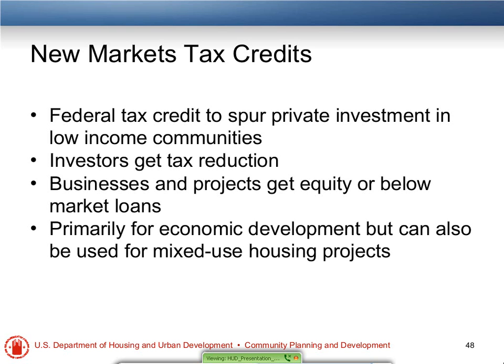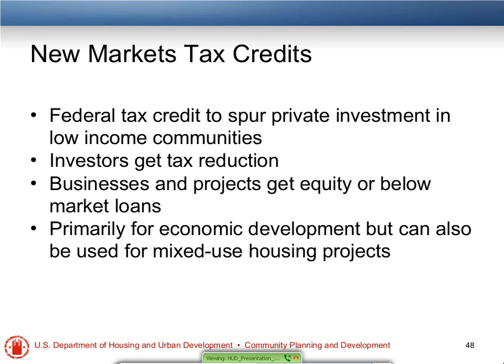Because it is primarily an economic development credit, it can't be used for a project that is 100% housing, but it can be used for a project that is mixed use, or in which, again, there is a large commercial component and more than 20% of the gross revenues of the project comes from non-residential activity or commercial activity. Then it would qualify for the New Markets Tax Credit.